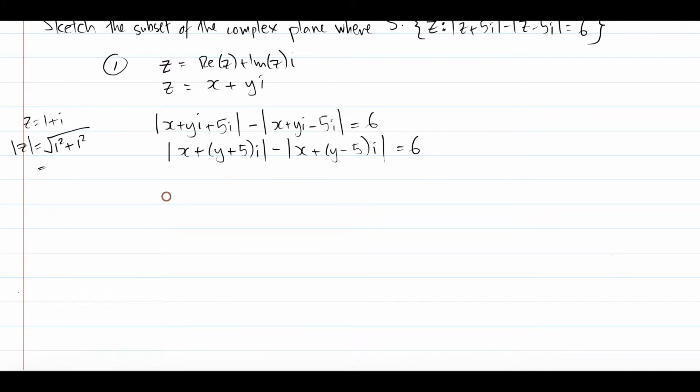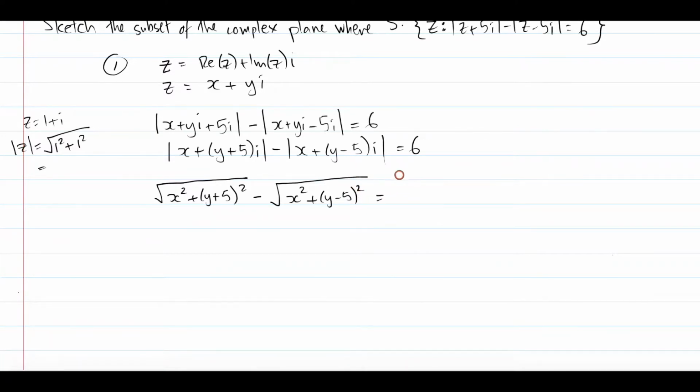You do the same thing over here. So what we have is we square the real component, which is x. We square the imaginary component, which is y + 5. Don't worry about the i. The i is not part of your imaginary component. And you do the same to the left-hand side. If you want to find the mod, square x, and you still just have (y - 5) squared.